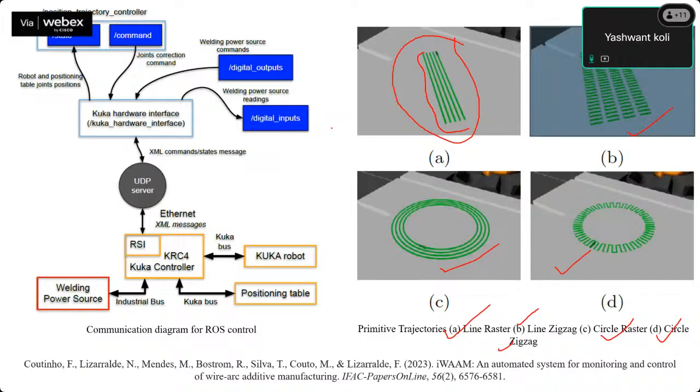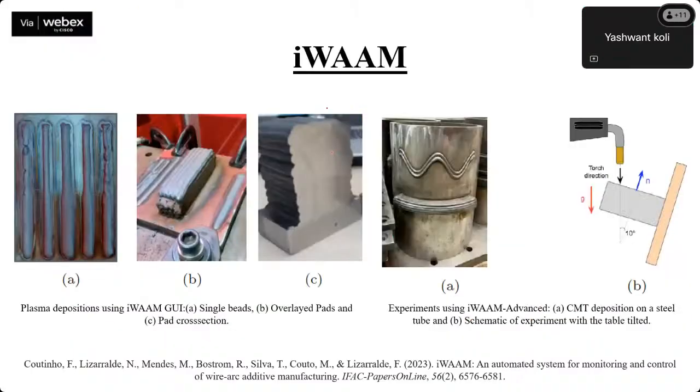So a modified version of the ROS package for KUKA experimental robots is used in this case study. It enables implementing and managing robot controls through a hardware interface that connects robot hardware. Okay, so this is the IWAM. I means intelligent robotic WAM. So you can see this component, this A thing is plasma deposition using IWAM, single bead overlay pads and pad cross section. This is the cross sectional view.